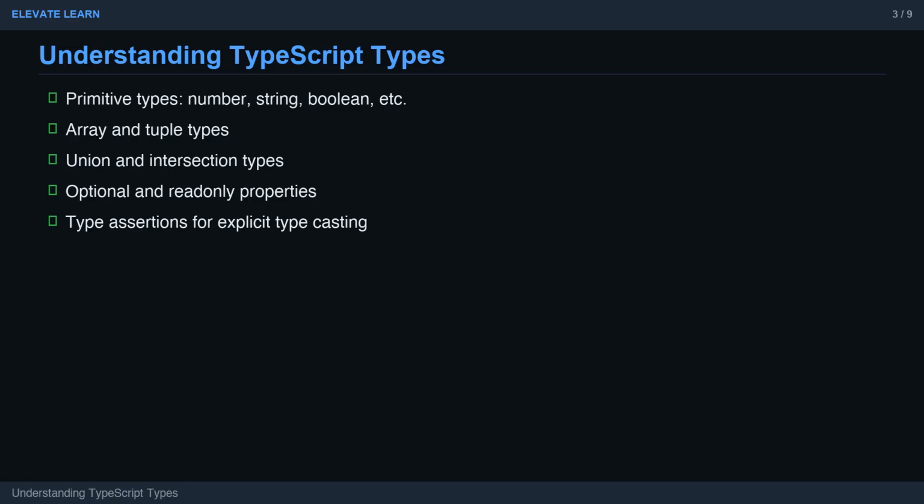Then we have union and intersection types. Union types let us describe values that can be one of several types, like number or string. Intersection types combine multiple types into a single type, giving us more flexibility.